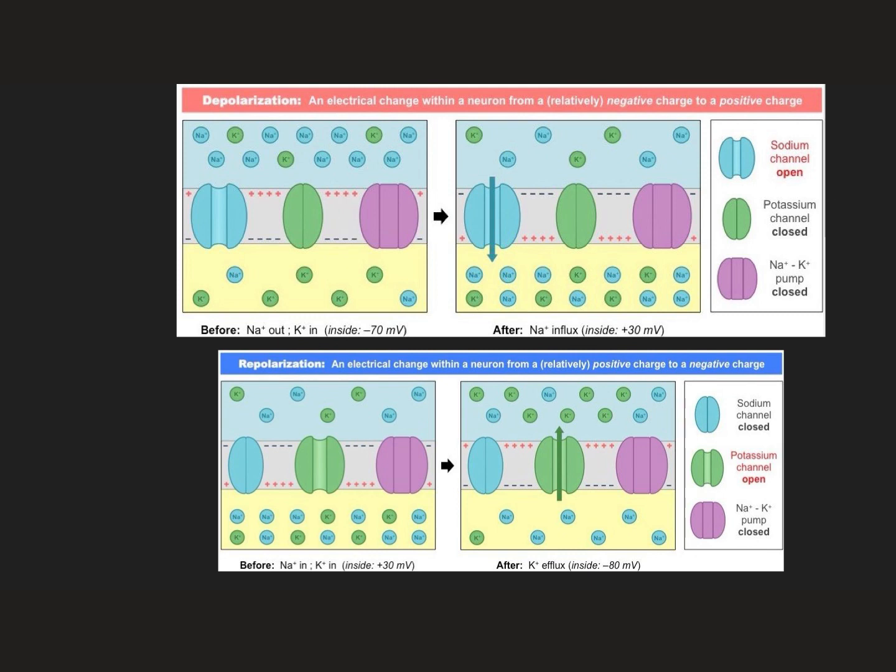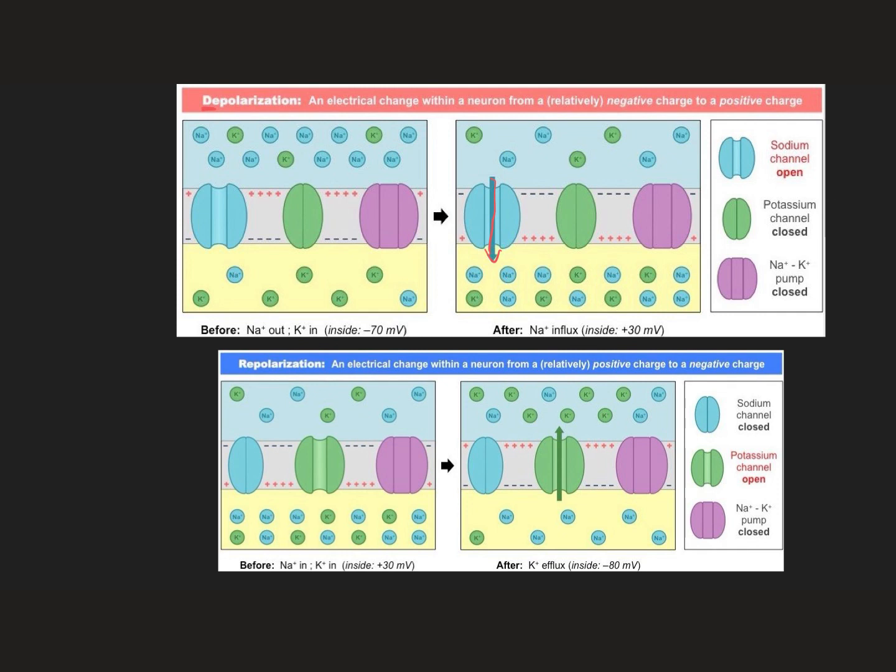Here's another picture that shows what's happening with the sodium and potassium channels. Depolarization is an electrical change where it goes from negative to positive. The overall charge is supposed to be negative. So in depolarization, the de- means like not or opposite, so it's undoing the negative charge. It's going negative to positive. What happens here is the sodium channel is going to open, we see that right here, and the potassium channel is going to stay closed. And the sodium-potassium pump is going to stay closed.